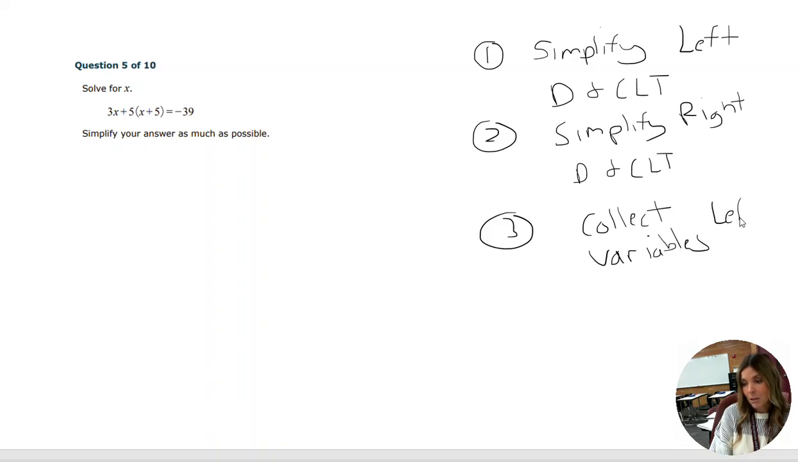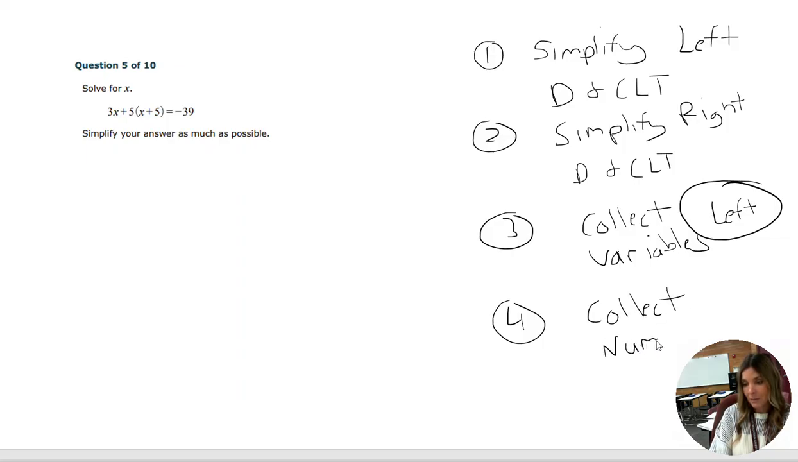and for the purpose of these examples and your assignments, I think it's best if you just always collect the variable terms on the left, and then you want to collect the number terms, the ones that don't have the variable, on the right, and then your last step is to isolate the variable by either multiplying or dividing to get the variable by itself.